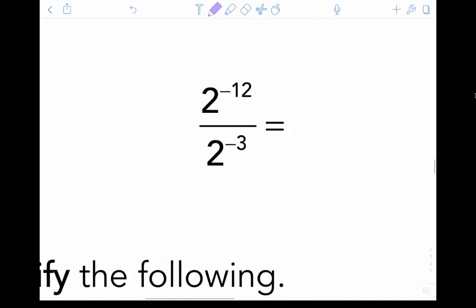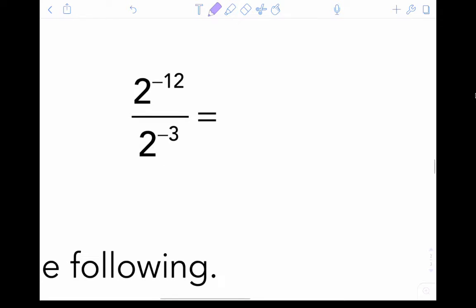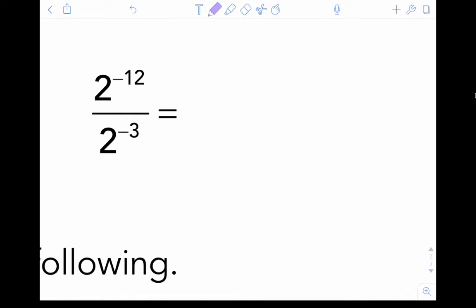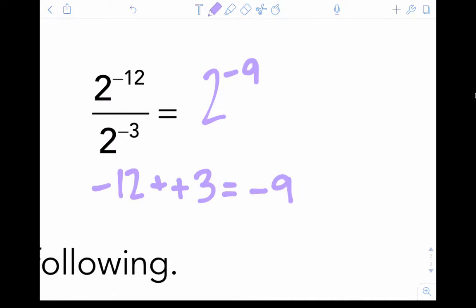Next, I'm going to do 2 to the negative 12th divided by 2 to the negative 3rd. I'm dividing numbers with the same base, which means I'm subtracting the exponents. So I'm taking negative 12 minus negative 3. I'm going to leave, change, change, and I end up with negative 9. So I get 2 to the negative 9th. I can't leave a negative exponent, so I need to take the inverse of the opposite, which means it needs to move to the denominator and become positive.